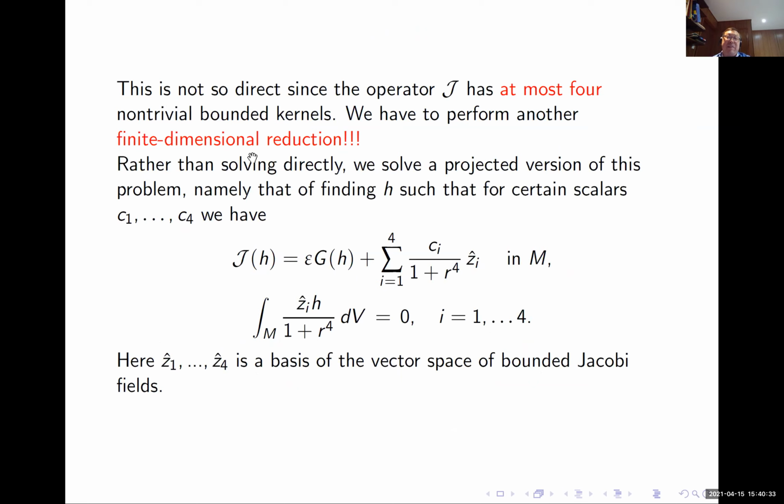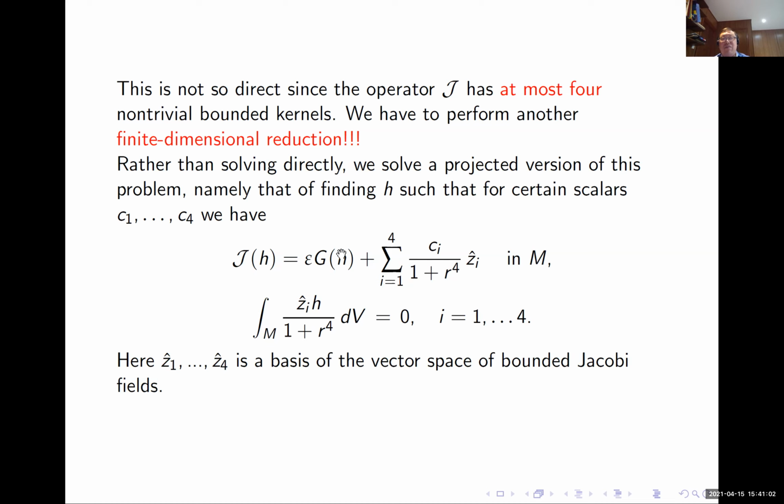But even this problem is not so direct. Why? Because our Jacobi operator is not invertible. We know that there are 4 bounded kernels. We know that the Jacobi operator has 4 rigid motions, translation and rotation. So even at this stage, we have to use a finite dimension reduction again.